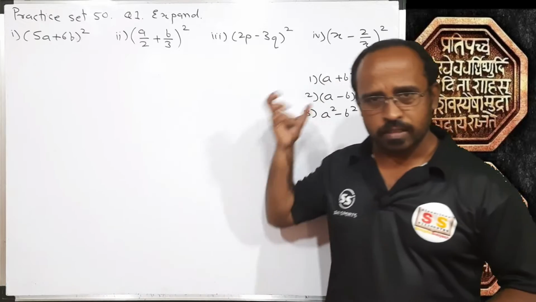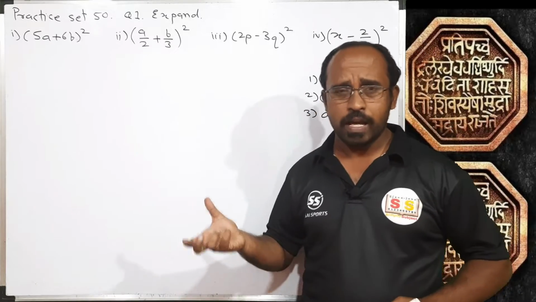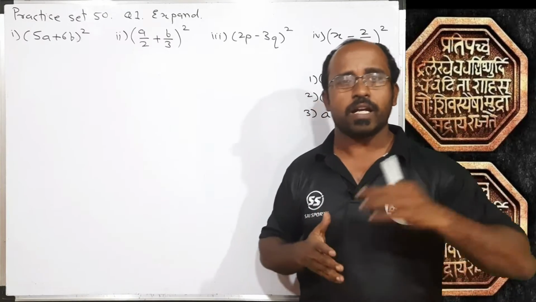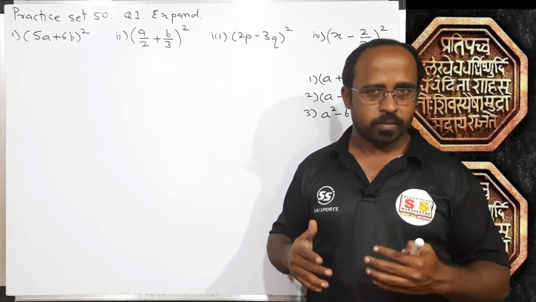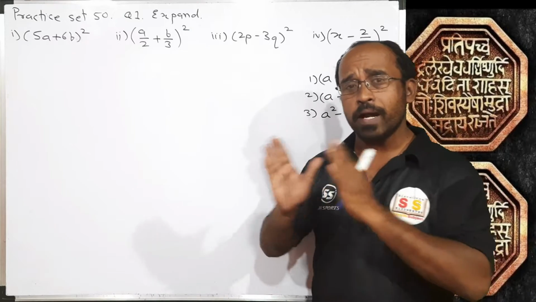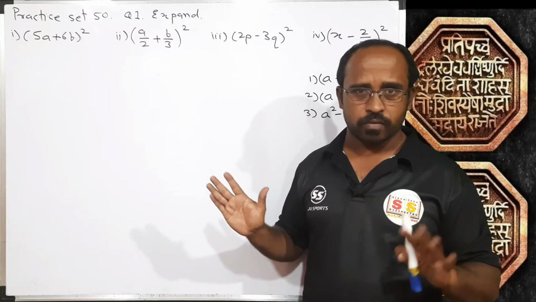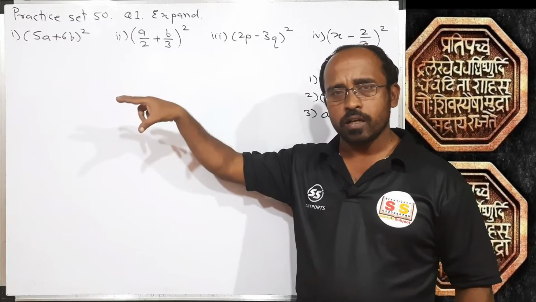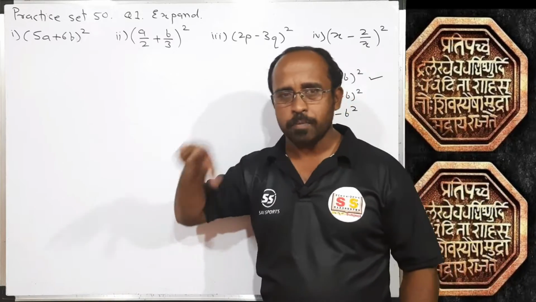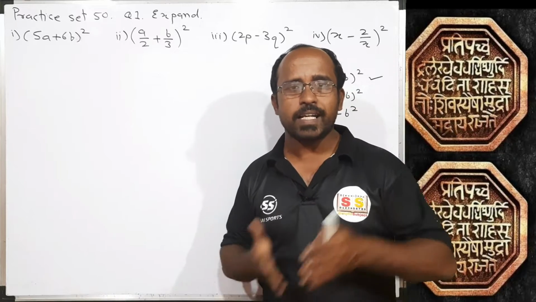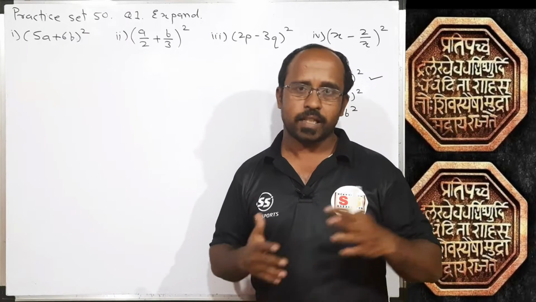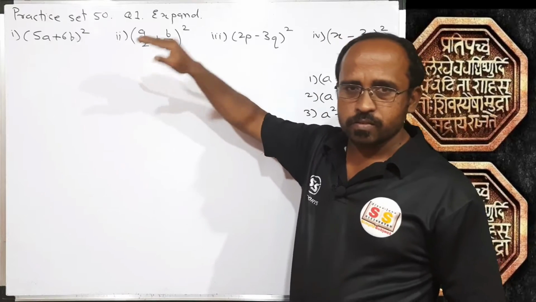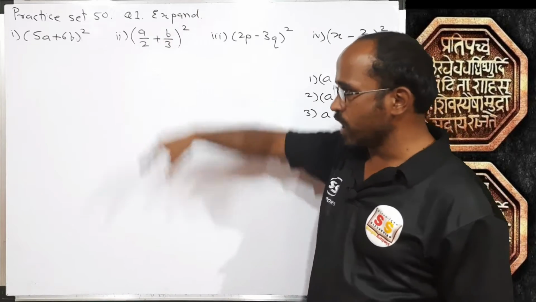What happens is students just learn the formula by rote, and at the time of the exam they are unable to remember it. This is not the way. We have to recall it whenever we have to use it. By that method we are training our brain to recall at the time of use. So the method is: use it to remember it. So let's go for it.